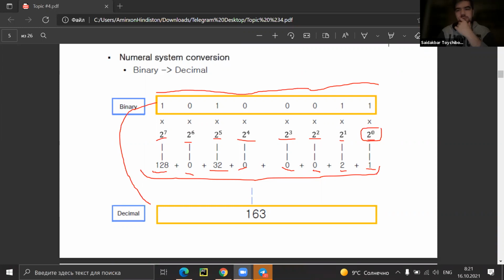Is the last one correct? Okay, just a moment, let me check it. Okay, the first one is correct. Excellent. Okay, the next one is yes. The next one is also correct.